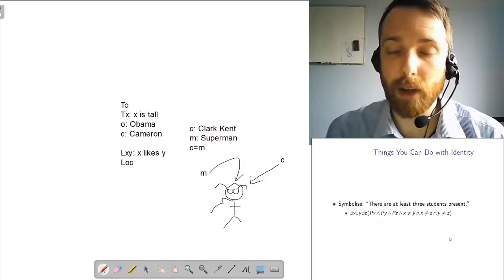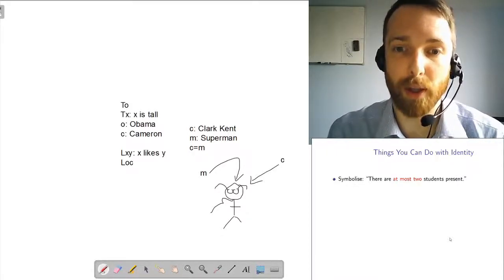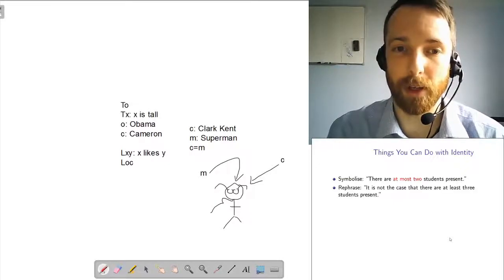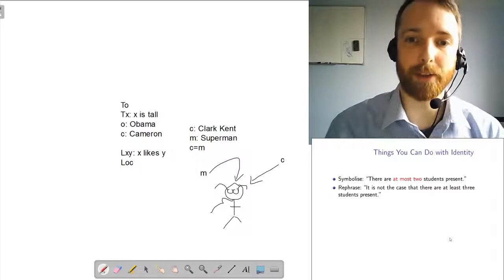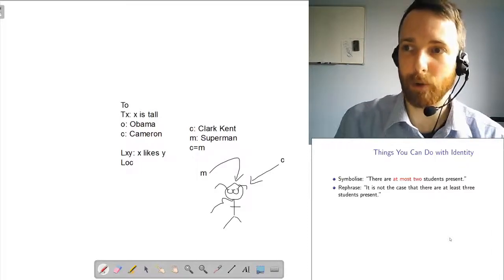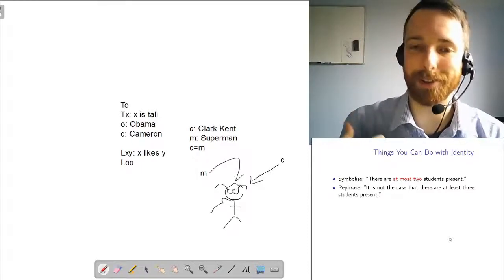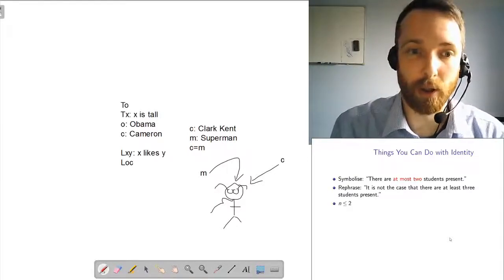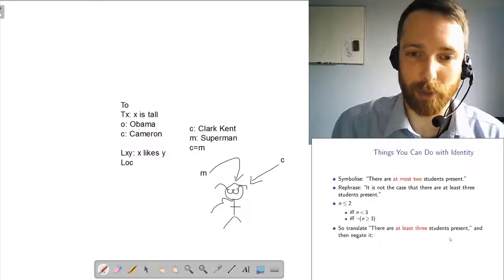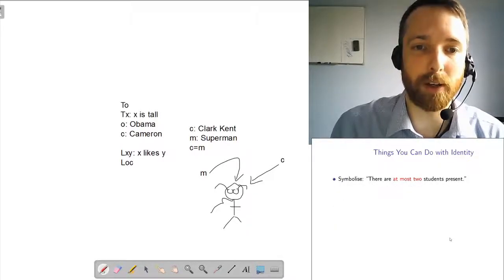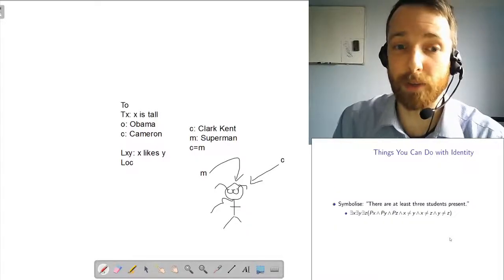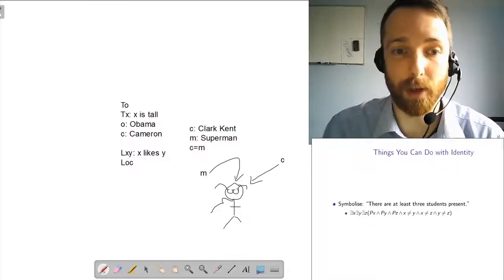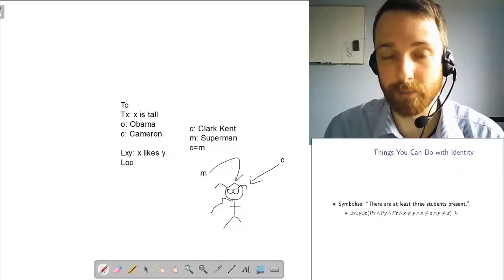What if I want to say there are no more than 2 students present? Well, I could just say it's not the case that there are at least 3. If I want to say there are 2 or fewer, that's the same as saying there are not 3 or more. So if I want to say there are at most 2 students present, I'll just take this thing and put a negation in front of it. It's not the case that all of this.